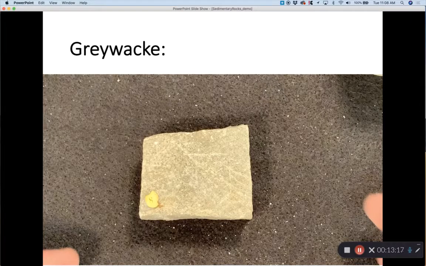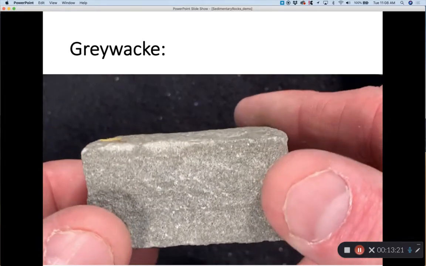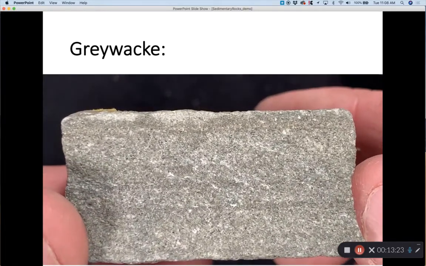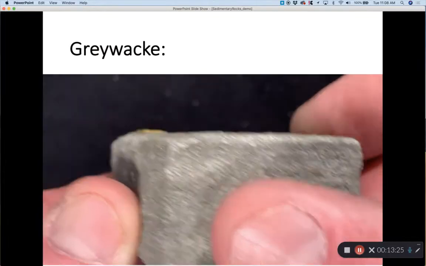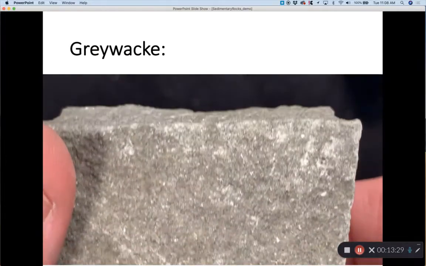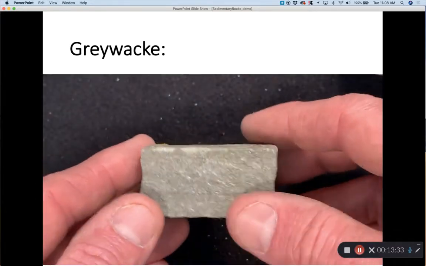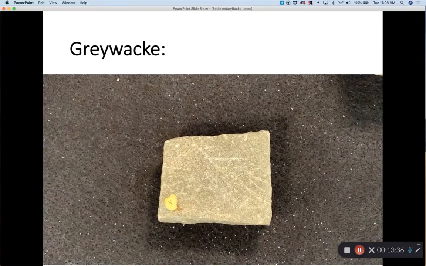So we look at an example of a greywacke here. It looks very much like a quartz sandstone. The main difference is the color. This is a medium greywacke. Lots of greywackes are much darker than this, and some very dark greywackes look like they might be made out of mud.